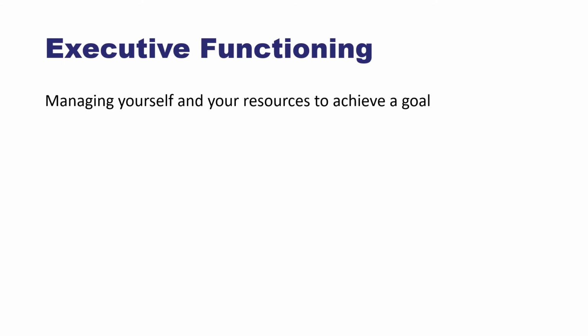Okay, the next area that may be affected is executive functioning. Executive functioning is managing yourself and your resources to achieve a goal. We see more challenges with executive functioning as your child has to start to manage their life more independently. So when your child starts middle school is probably when we start to see deficits in executive functioning in a child with FASD, because they have to start managing themselves more during their day.